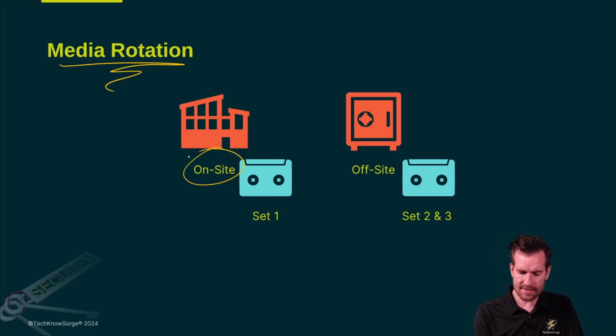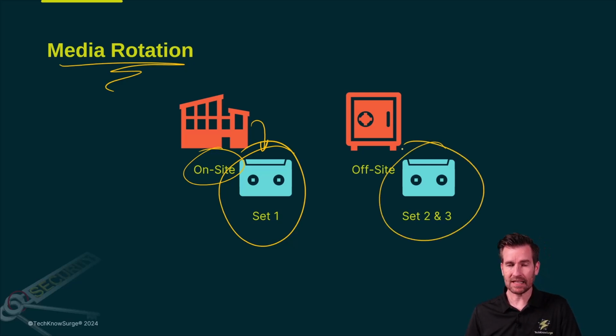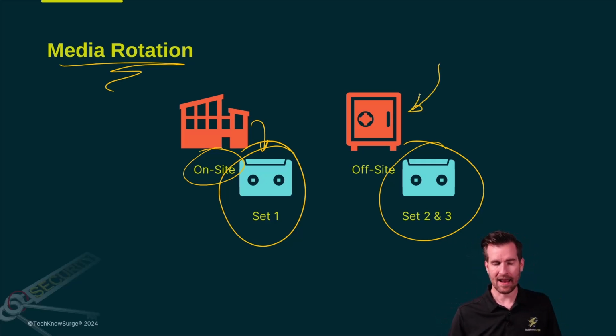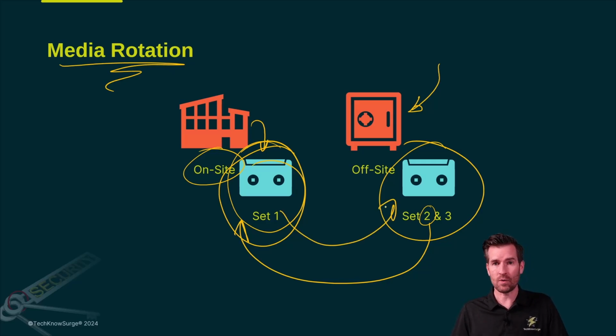So if we have on-site backup onto our media set here, this is set 1, and then I'm going to keep a couple sets off-site. And then what I would do, I actually did this, I had a safe at home and I kept the media in the safe, which I wouldn't do again, by the way. But in this case right here, what I would do is I'd bring set 2 in, I'd swap it out for set 1 and bring set 1 home. So we always had an off-site copy of the data.